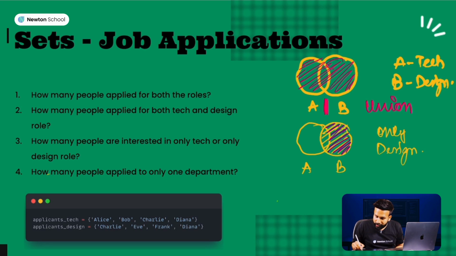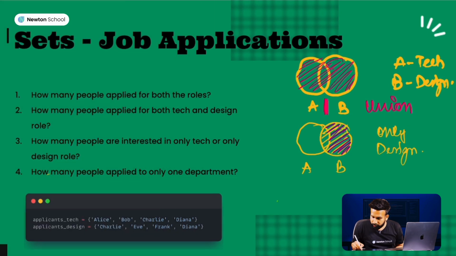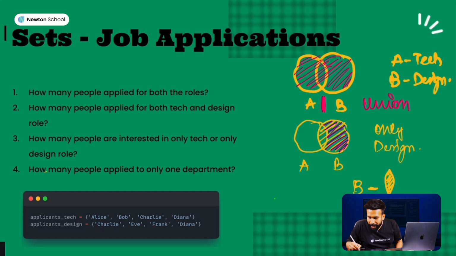Can I subtract? Can I take the entire B and remove this part, the intersecting part? So should I first find the intersection of these two? What is intersection? Those who have applied for both the roles.